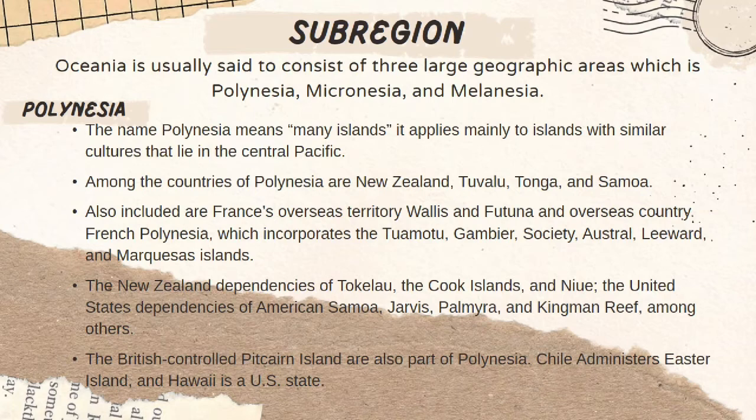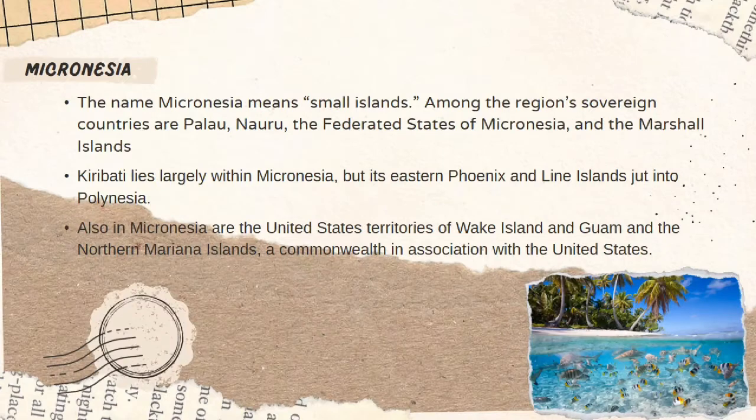Also included are France's overseas territory, Wallis and Futuna, and overseas country French Polynesia, which incorporates the Tuamotu, Gambier, Society, Austral, Leeward, and Marquesas Islands.